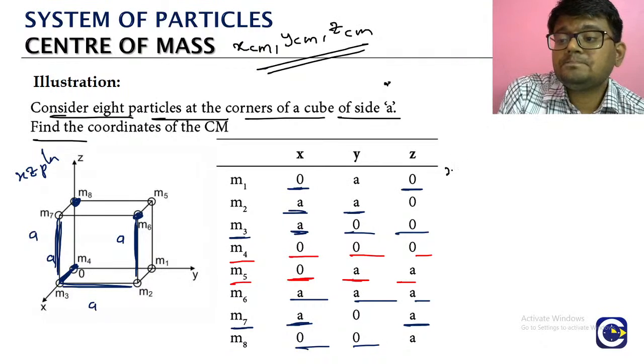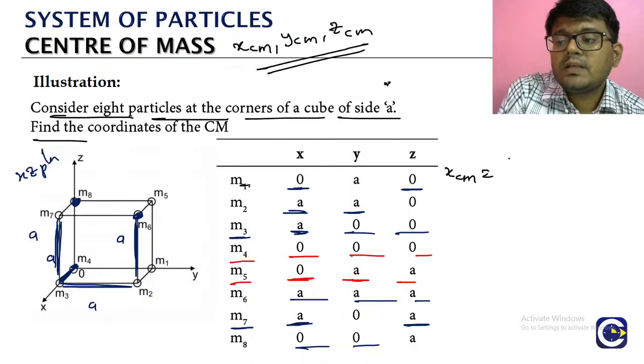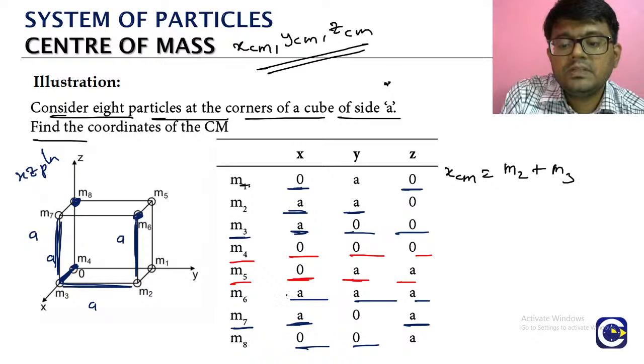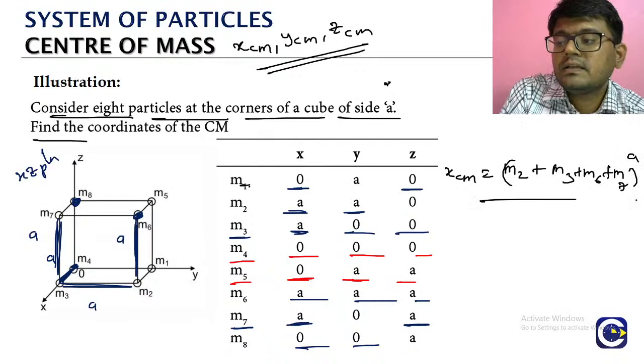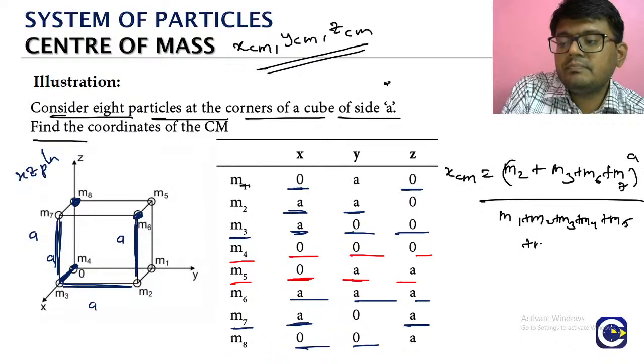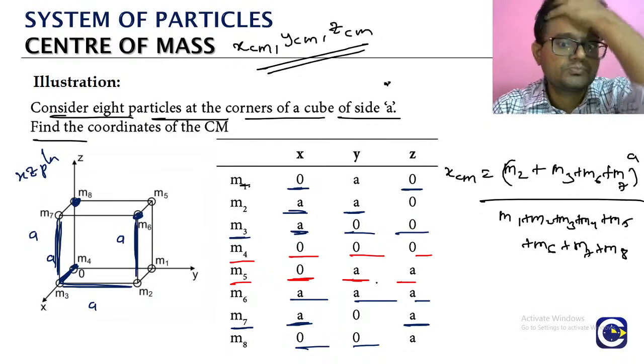So what is the center of mass x coordinate? M1 x1. So we have to see where. So M1 x1 is what? 0. M2 into A will come. Then M3 into A will come. Then M6 into A will come. Then M7 into A will come. So totally if you take A common out, divided by M1 plus M2 plus M3 plus M4 plus M5 plus M6 plus M7 plus M8. That is our center of mass x coordinate. Okay.